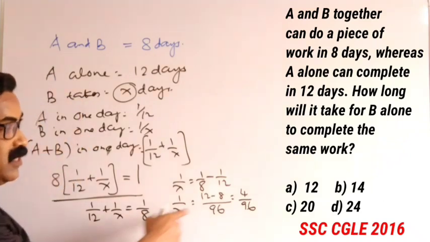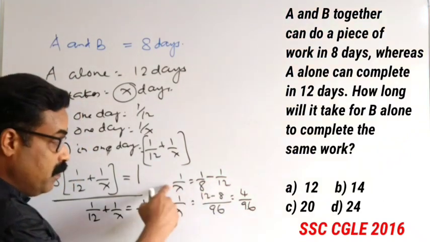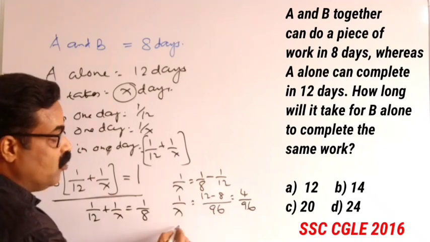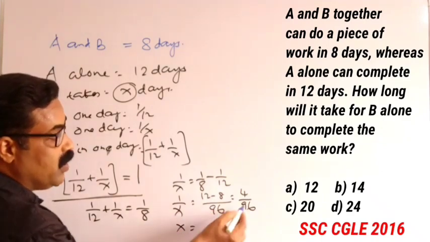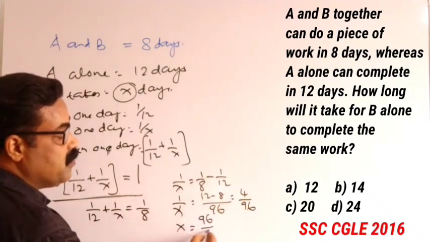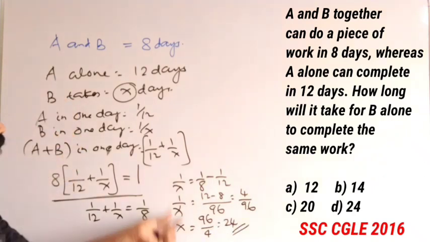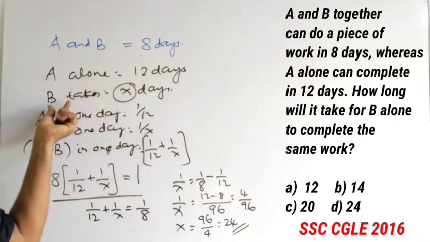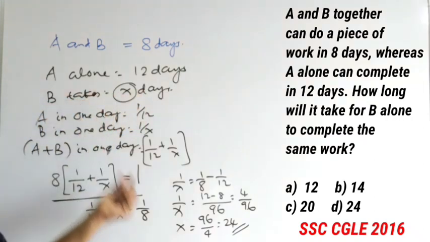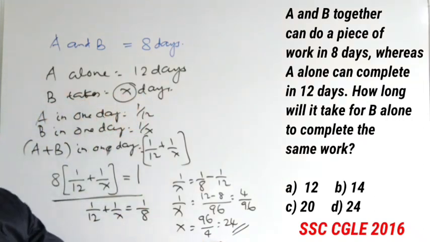So 1 by x is 4 by 96. So what will be x? x will be equal to 96 by 4. 96 by 4 is equal to 24 days. So x is 24 days. The time taken by B alone to complete the work is 24 days.